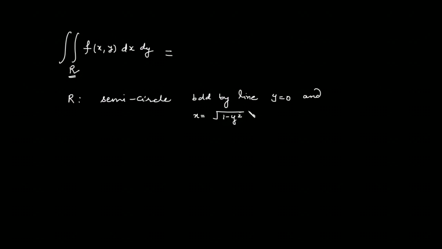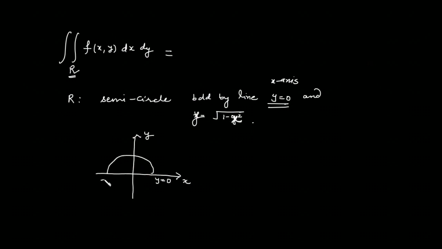and y is equal to 0 line means what? X-axis. So it is bounded by the x-axis and the curve y is equal to square root of 1 minus x square. So first of all you sketch the region. Now what is the region? This is your x-axis, this is your y-axis. So y is equal to 0 line is this one, and y is equal to square root of 1 minus x square, a semicircle, this one. The coordinates are minus 1, 1, right? This is 1.